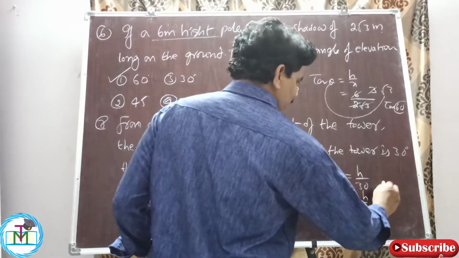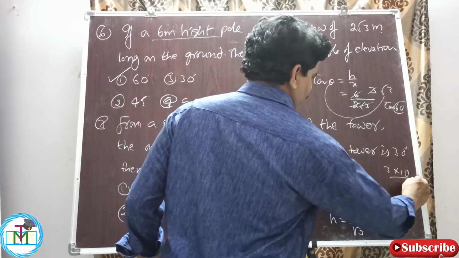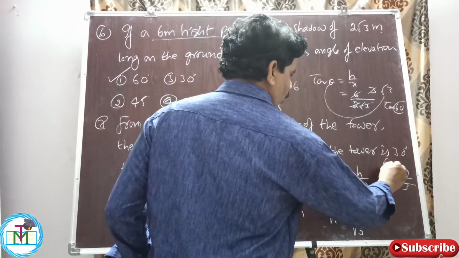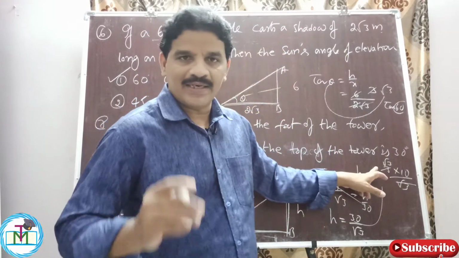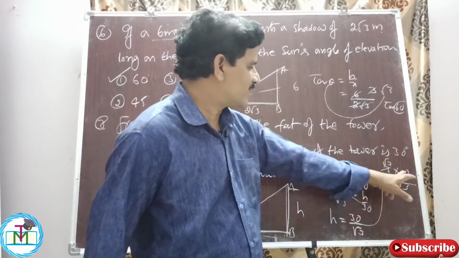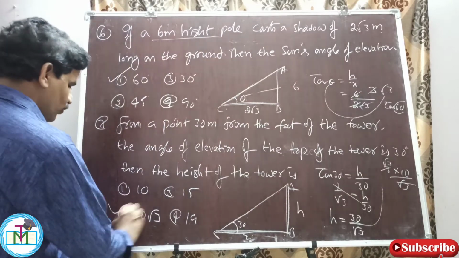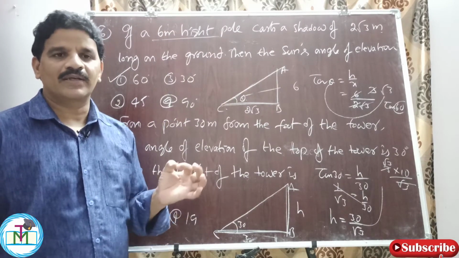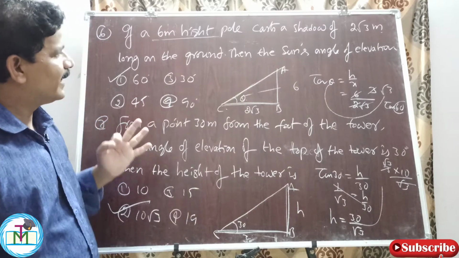This 30 can be written as 3 into 10 by root 3. Root 3 goes root 3 times, because 3 can be written as root 3 into root 3. One root 3 cancels, one root 3 remains. 10 root 3. Option 2 is the right answer. Very, very simple problems. Easily you will get good marks and a good ranking in any exam.